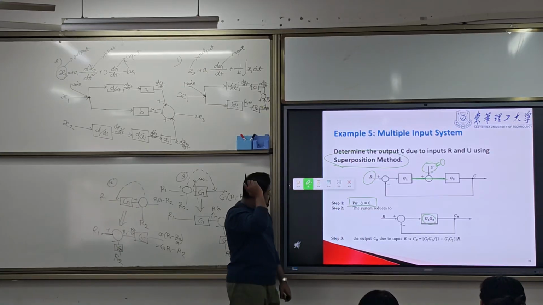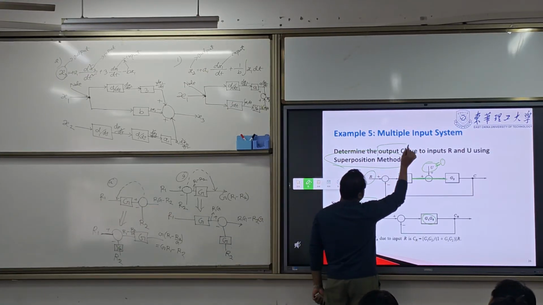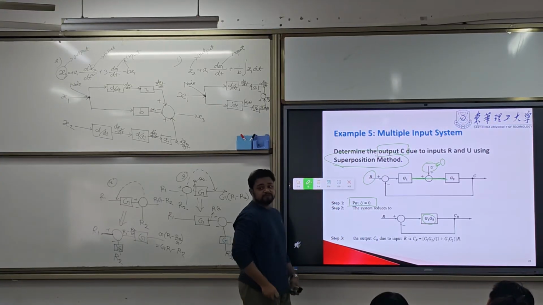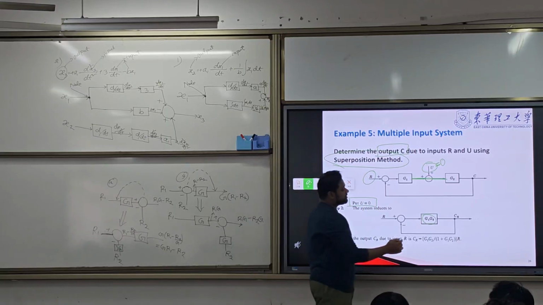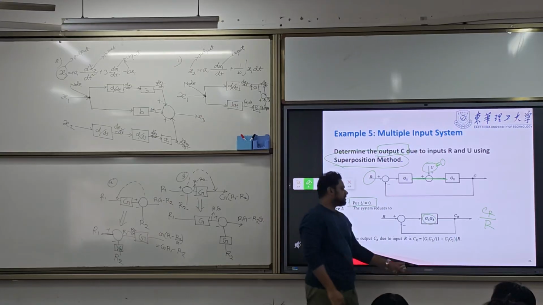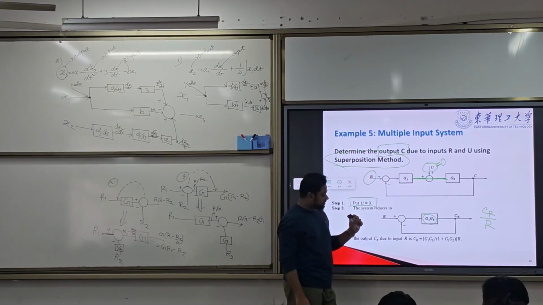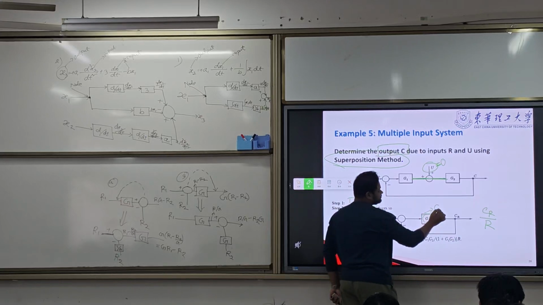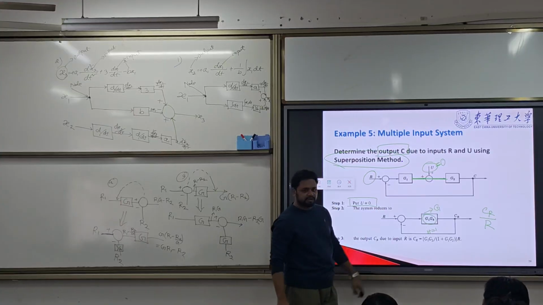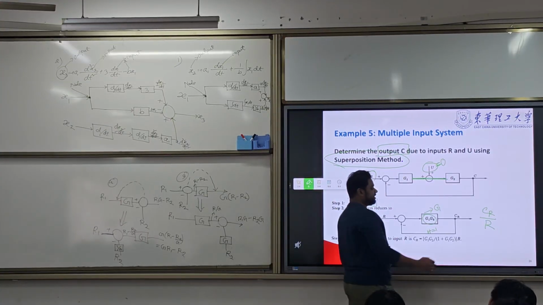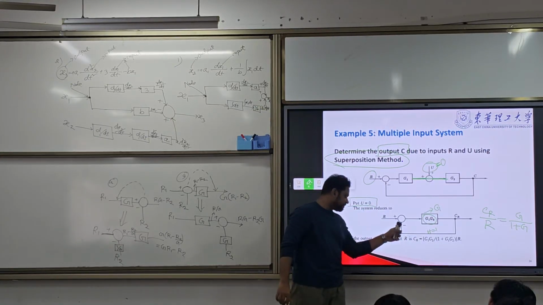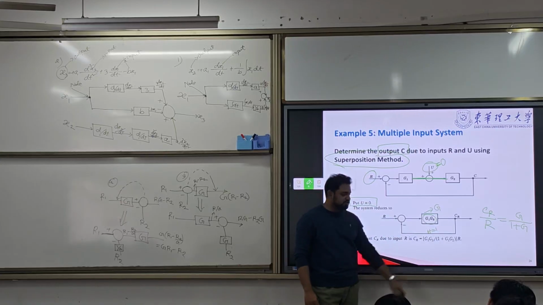So here we need to find out the total output C. First of all, how do we find this? We already know the transfer function CR by R, output by input, that is the closed loop transfer function. So this is G and H is equal to 1 here. We don't have H, so H is equal to 1. So we can write it G by 1 plus G, because we have a minus sign.